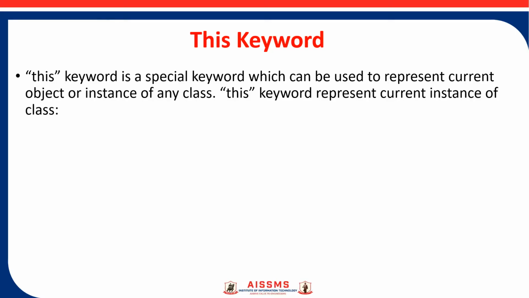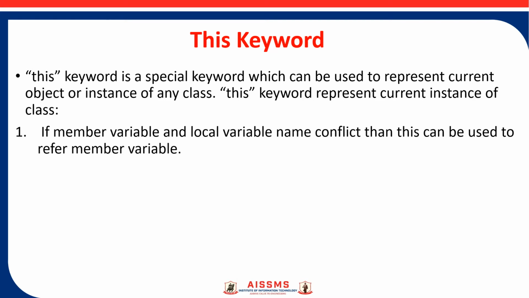The this keyword is a special keyword used in object-oriented programming languages, and it represents the current object or instance of a class. So we can say that the this keyword represents the current instance of a class, and this keyword is widely used in programs because of two reasons.